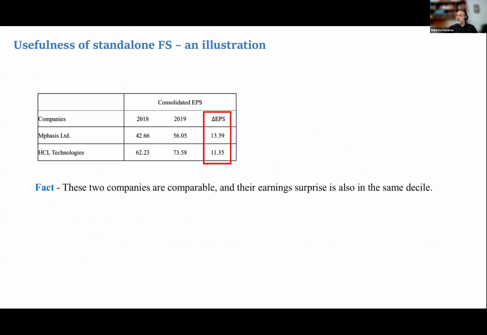That was an example that we thought about as a good way to think about why this paper matters. Here are two major technology companies in India: HCL Technologies and Mphasis. This is what was released in the year 2019. They released earnings per share of 56 rupees and 5 paisa for Mphasis and 73 rupees and 58 paisa for HCL. That represented a growth in EPS of about 13.39 rupees for Mphasis and 11.35 rupees for HCL. If you form deciles of earnings surprises during 2019, both of these companies are in the same earnings decile. Right? Now, when you actually get the financial statements, what you get is this.